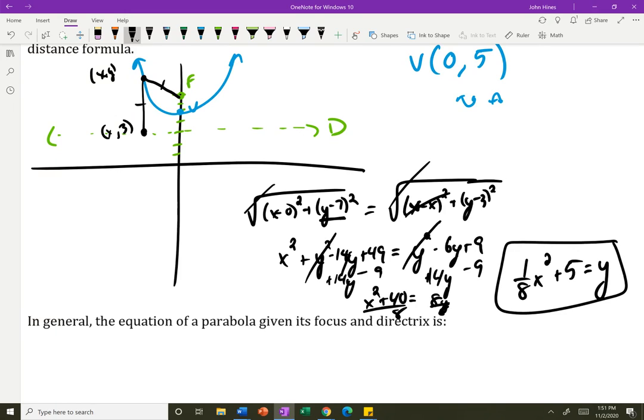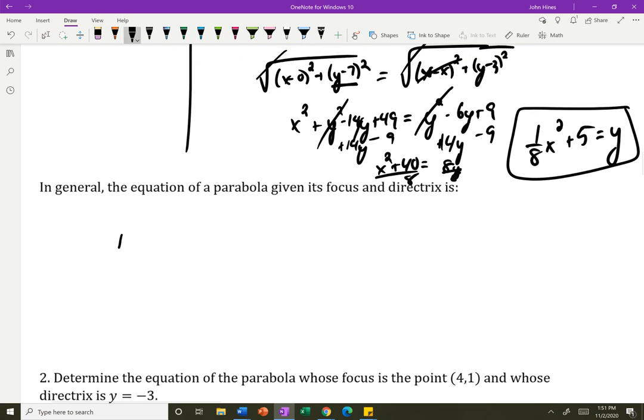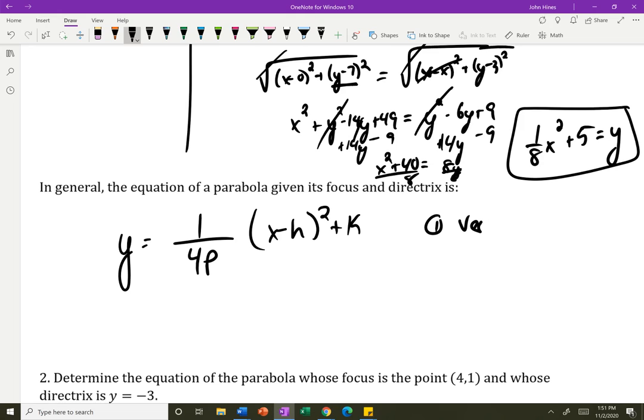And here's the really, really fast way that we're going to do it, instead of shortcutting all that and making it look awful. The equation is y equals 1 over 4p times (x minus h) squared plus k. So you need two things. First, you need to find the vertex, which we found. The vertex was the point (0, 5). And then you need to find the leading coefficient, and that comes from the focal length.